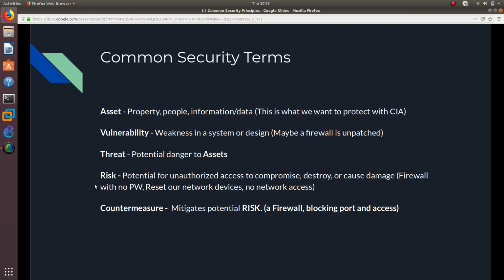And countermeasure: this mitigates potential risk, right? You can do that with a firewall. With a firewall, you can mitigate a lot of risk. A firewall can allow you to block ports or deny access to certain people, and you can do a lot more than that with a firewall. So if you want to mitigate risk, you want to have a firewall in your network.